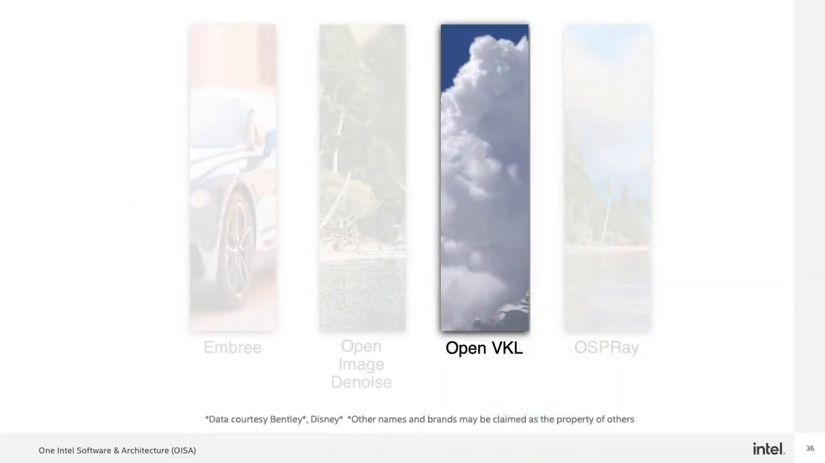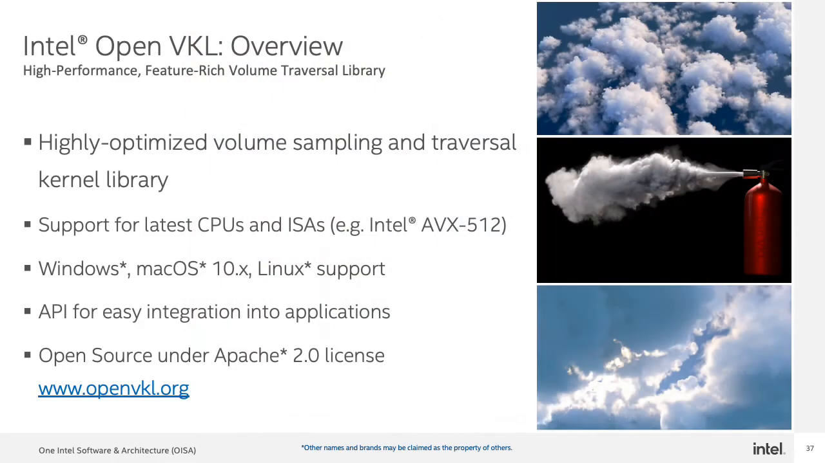So let's turn our attention to one of the newer libraries, the Open Volume Kernel Library, or OpenVKL. Now, OpenVKL is similar to Embree in that it offers a high-performance library for ray sampling of scene content. But where Embree concentrates on computing surface samples, VKL covers the domain of volume sampling and, in addition, efficient traversal of rays through volumes. And we have the same story we've seen previously.